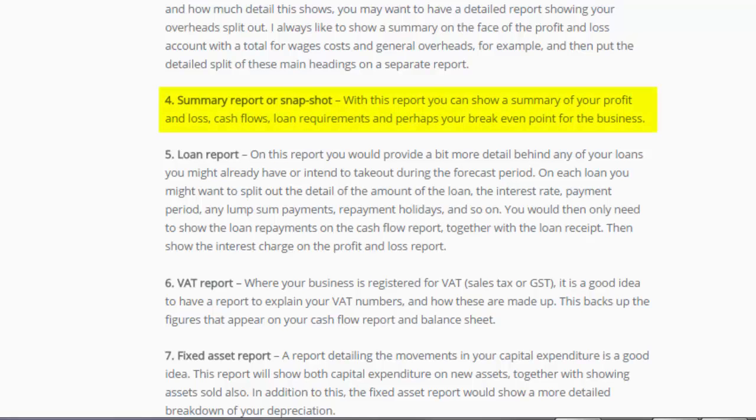I also think a summary report or snapshot report is a very good thing to have. And on there, you would just have a very, very summarized profit and loss and a very, very summarized cash flow forecast.